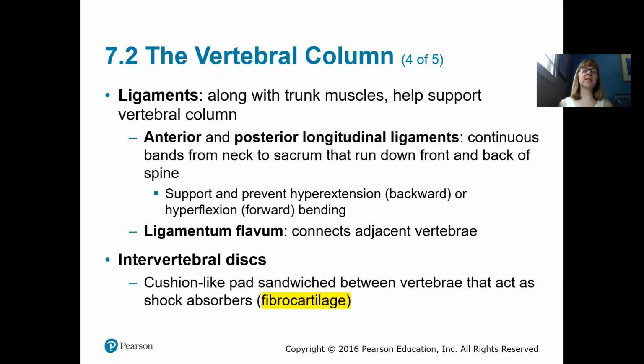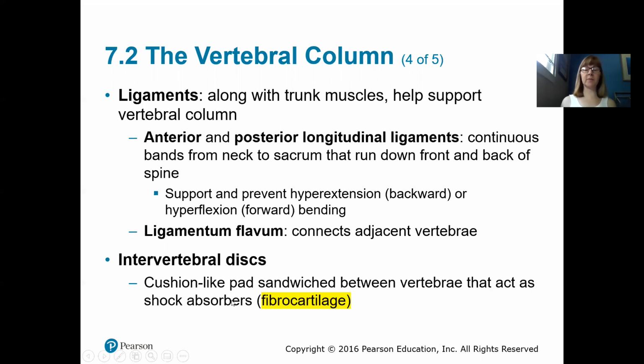We also want to look at the ligaments and how those ligaments help support the vertebral column. There are anterior and posterior ligaments that help support, and those are continuous bands that run basically along the front and back of the spine, and they prevent hyperextending of the bones. And also we want to look at the intervertebral discs.